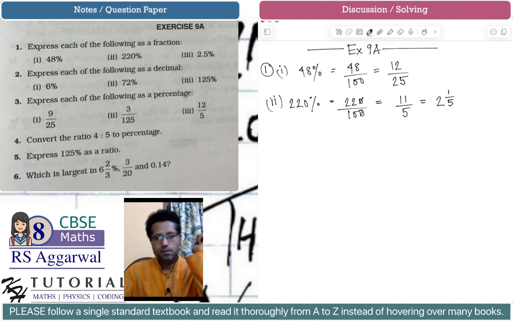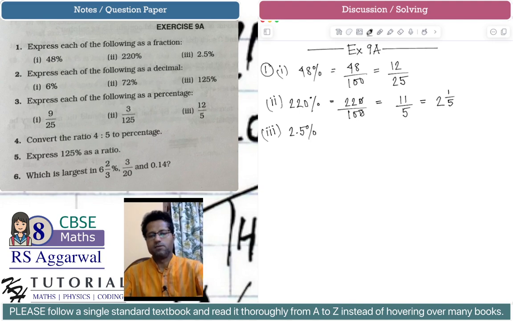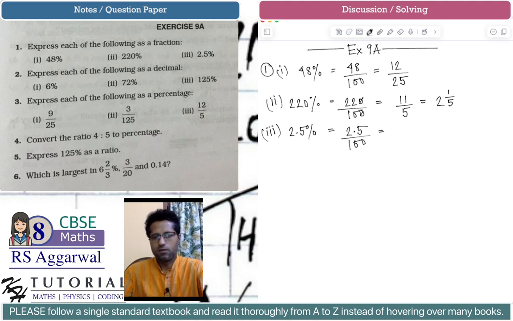Okay. Part 3, 2.5. We have to express percentage 2.5 as a fraction. So 2.5 percentage is equal to 2.5 divided by 100. This is a fraction. Now 2.5 is again equal to 25 by 10. So we have 25 by 10 multiplied by 1 by 100. So this is the fraction.